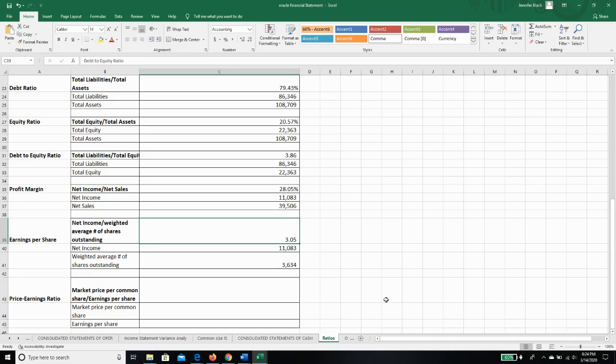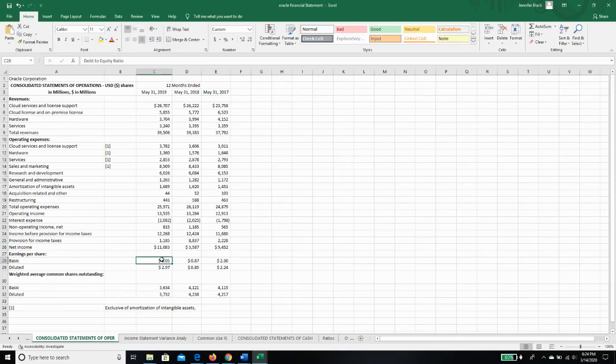Again, good or bad? I don't know. Look at the competitors. Look at what it was in prior years. Now, I'm going to show you this little trick, just so you know. If I go back to my income statement, they actually tell me my earnings per share. So I didn't have to calculate it, but I want you to know how to calculate it. That's why I showed you. But you can always check your work, go ahead and calculate it, and then make sure it matches the number that's reported on your income statement.